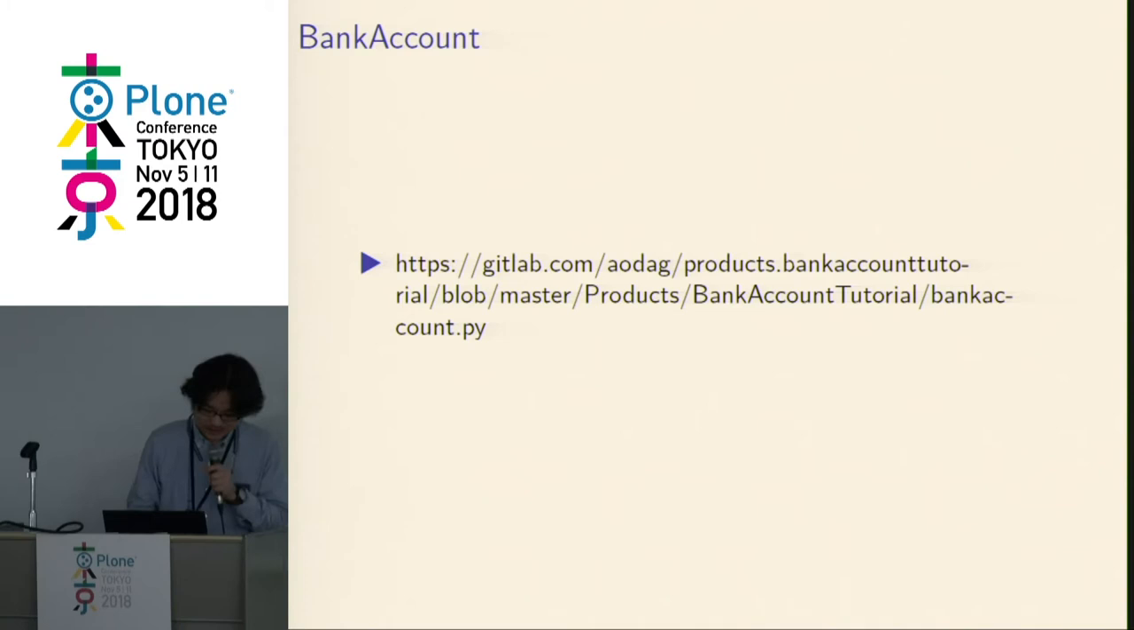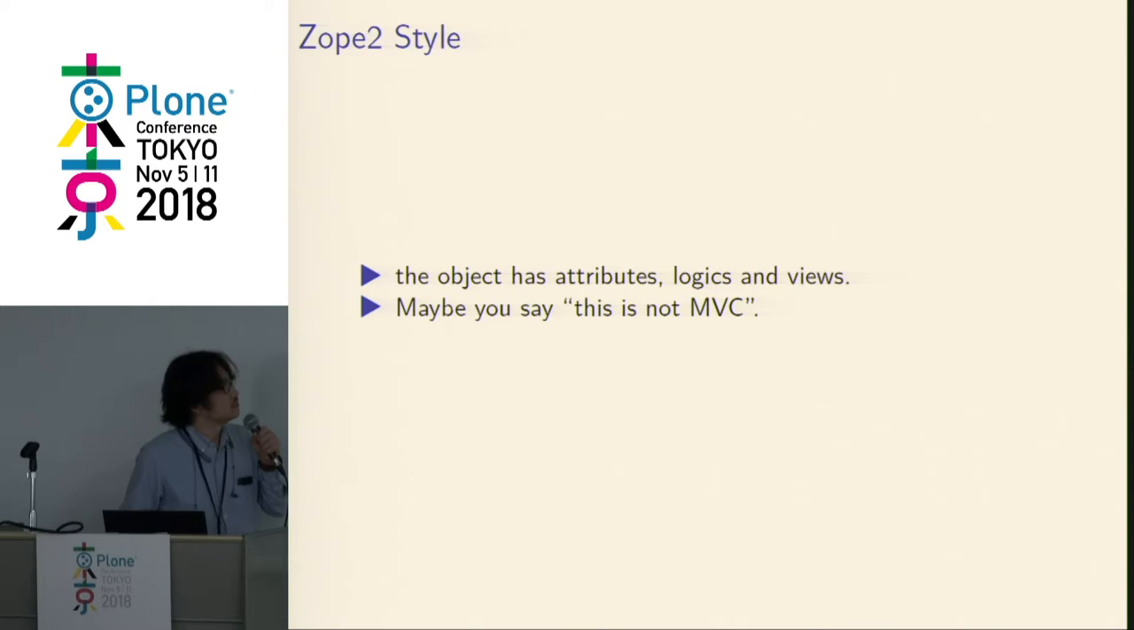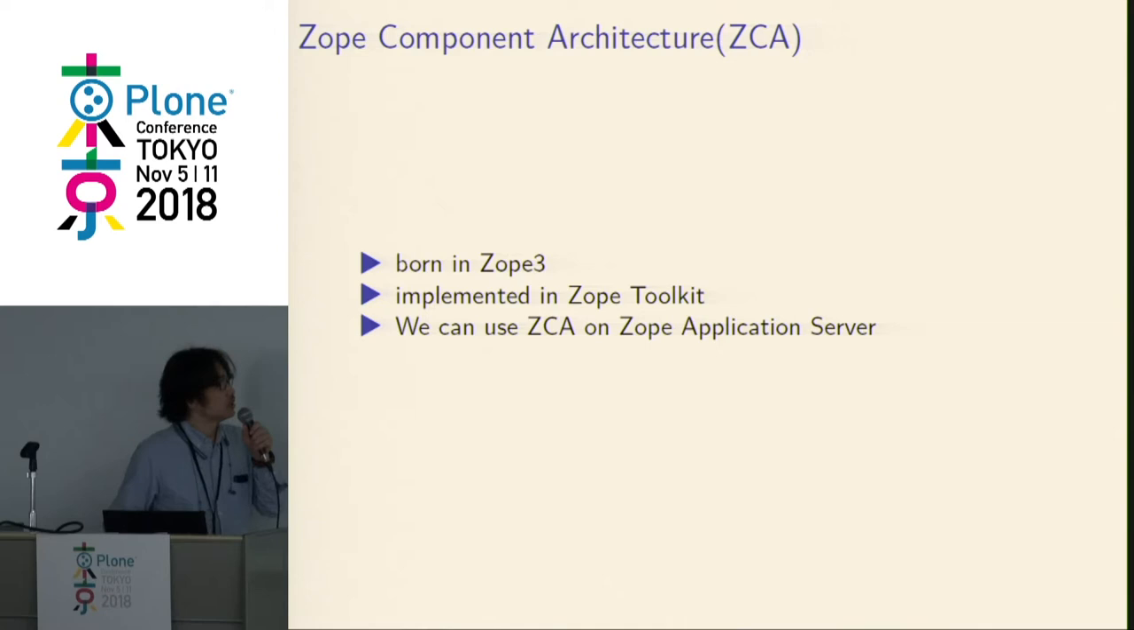And this is a Zope 2 style. The object has attributes, logic, and views. Maybe you say this is not MVC. The Zope component architecture is used to split views and models.